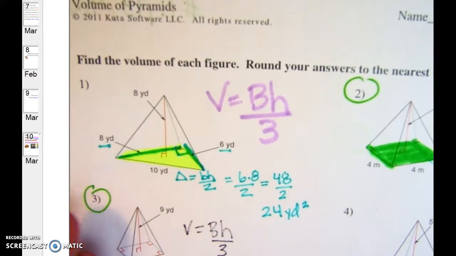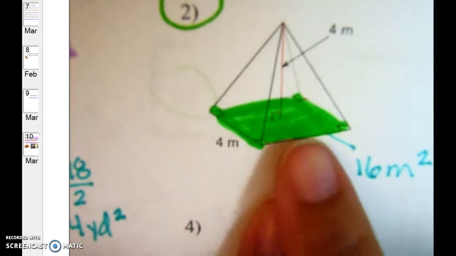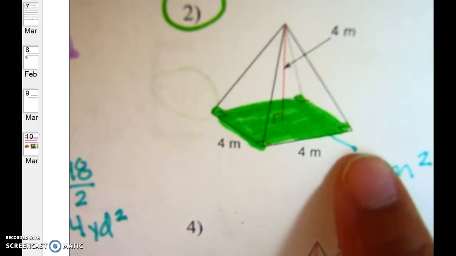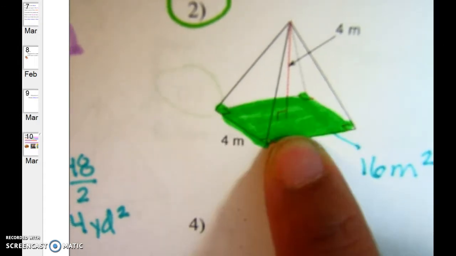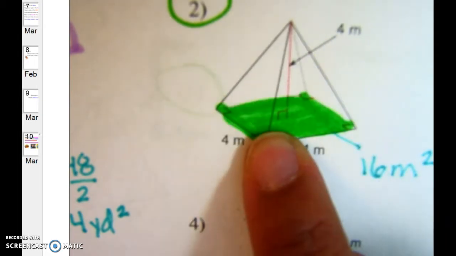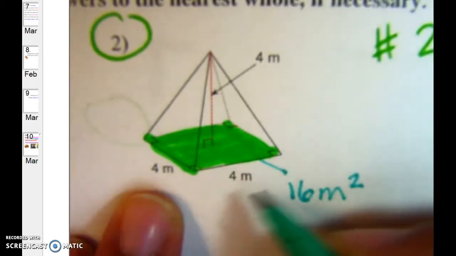Volume of pyramids. You've already seen a video where you walk through finding the volume of a square pyramid. For any pyramid, you find the area of the base, multiply it times the height of the pyramid, and you divide by 3, because it takes 3 pyramids to fill a prism.